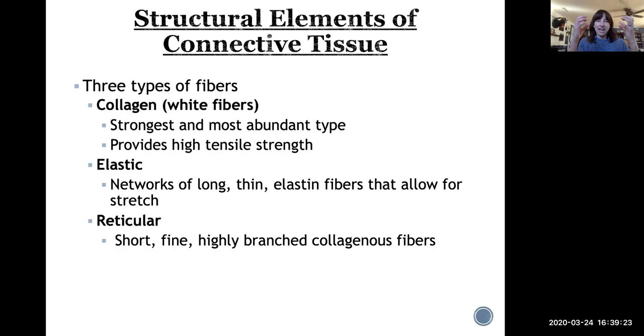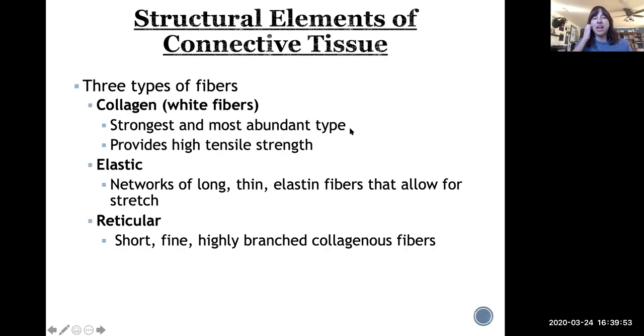So the cells are floating around in that, and then you've also got these fibers that are kind of holding it together as well. There are three types of fibers that these can be, and they exist in different types of connective tissues in various amounts, and they actually give those connective tissues the characteristics that make them different types of connective tissues. So you can have collagen fibers, also known as white fibers.